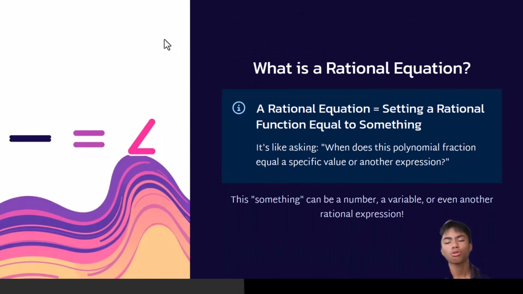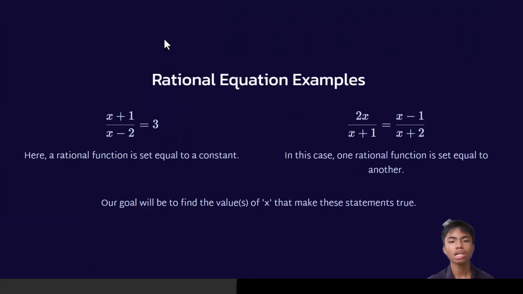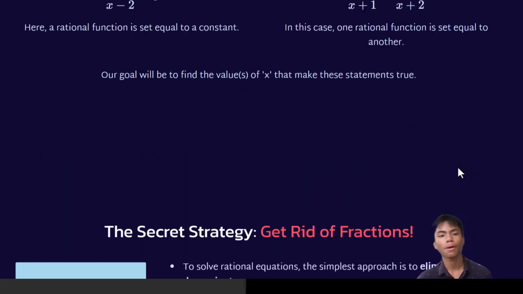What is a rational equation? A rational equation is setting a rational function equal to something. It's like asking, when does this polynomial fraction equal a specific value or another expression? This something can be a number, a variable, or even another rational expression. Here are some examples. Here, a rational function is set equal to a constant. In this case, one rational function is set equal to another. Our goal will be to find the values of x that make these statements true.